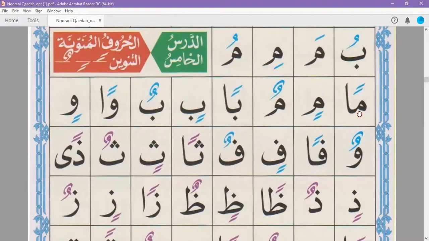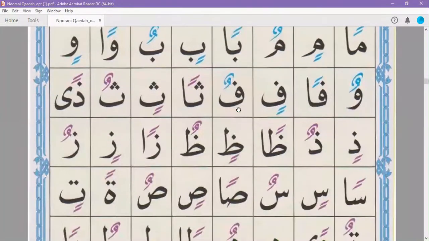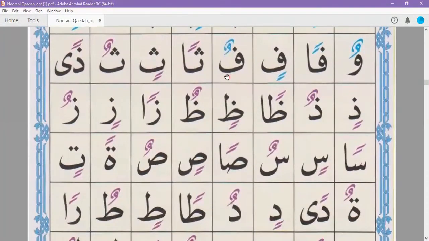So here, mim, ba, waw, and fa are following the same color code as in the previous lesson. You have a blue color, so those are lip letters. I think you know those.